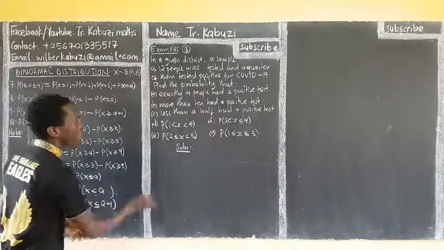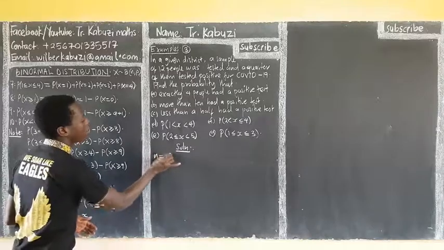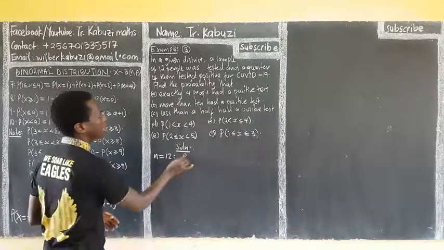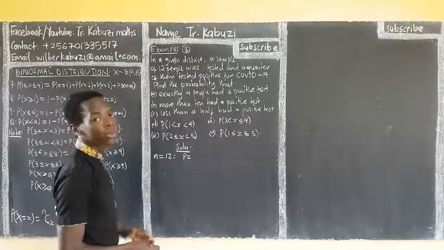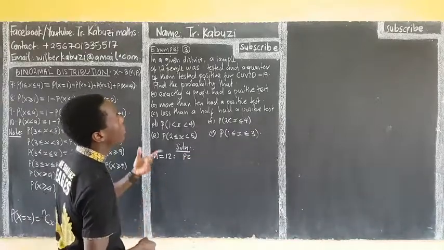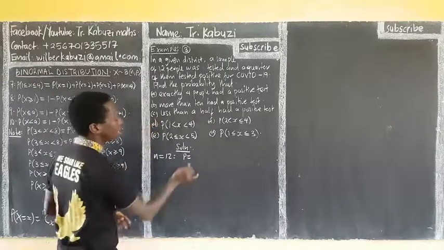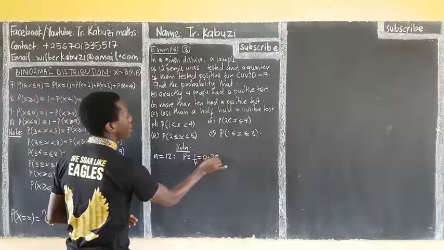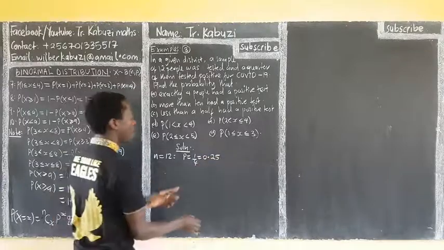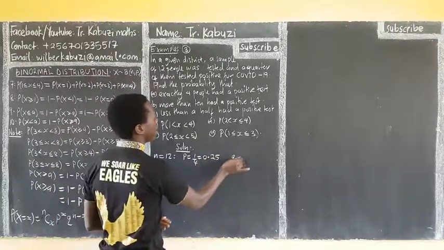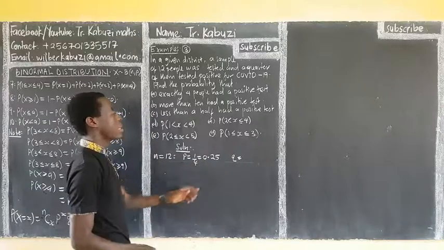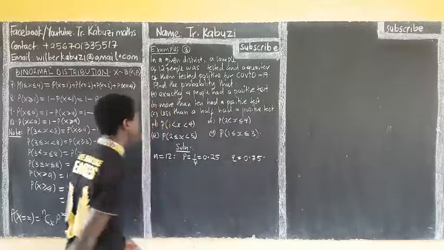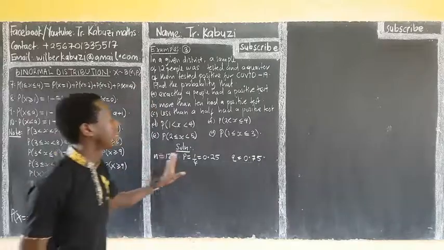So now here we need our n, which is 12, the sample they used was 12. Our probability of success was those who had a positive COVID test, and it was a quarter, the same as 0.25. So if this is 0.25, then our probability of failure, 1 minus this, will be 0.75. Simple. So we have summarized the question.